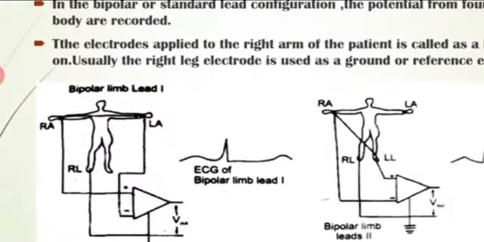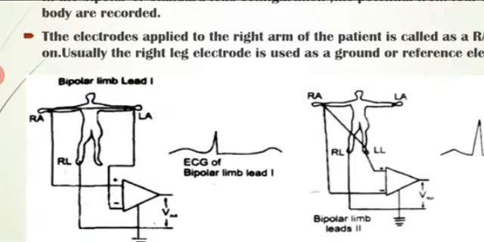In the first lead configuration, the right leg is used as a reference, and the electrodes are connected for the right arm and left arm. For lead 1, the right arm is given to the positive of the amplifier, and the left arm is given to the negative of the amplifier. That is the lead 1 connection.